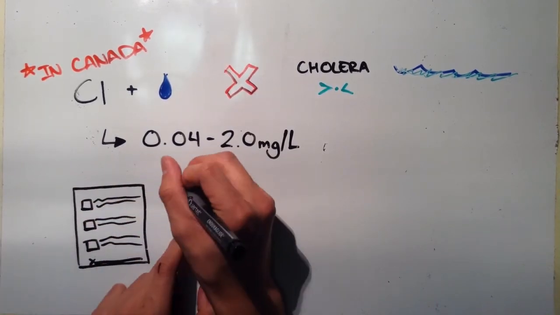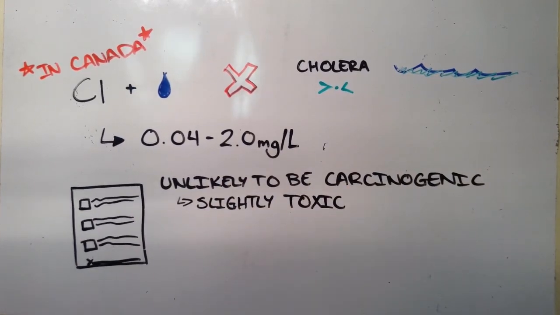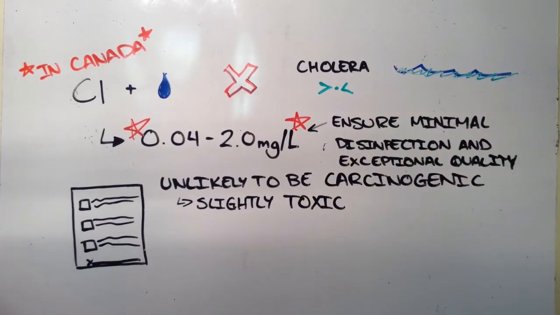Health Canada recently completed its review on the health effects associated with chlorine in drinking water, as well as taste and odor considerations. Health Canada has classified chlorine as unlikely to be carcinogenic to humans, but slightly toxic. Companies should maintain sufficiently low levels of chlorine at the faucets, ensuring minimal disinfection and an acceptable quality without odors or coloration of drinking waters to consumers.